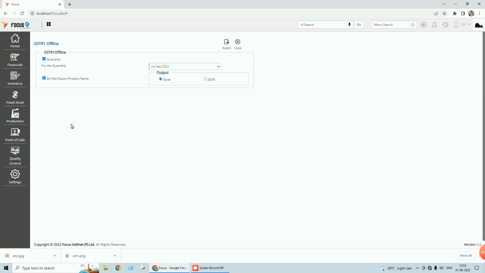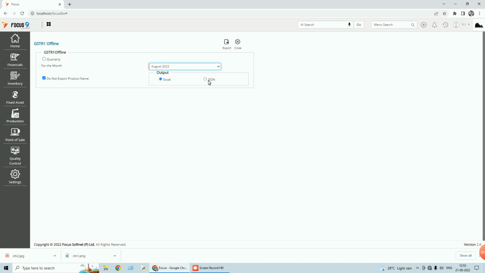When you click this, here we have an option. You can check the monthly as well as quarterly. You can either take the report as monthly or quarterly. I am just selecting monthly. I just uncheck this quarterly and then I am selecting August. Now you see there is an option here. What is the output you require? Here we have Excel as well as JSON.